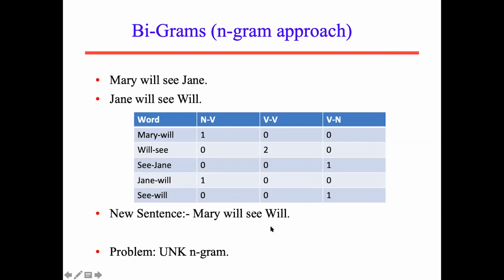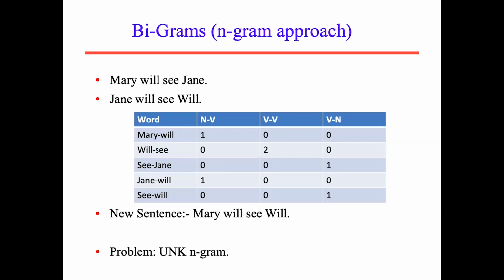So yeah, the last one is correctly attributed to a noun. So if you split this into bigrams, and bigrams are a combination of two words, the first bigram is Mary Will, the second bigram is Will see, and the third bigram is See Will. If you search for Mary Will in your table, you will find it's tagged as a noun verb. So you write noun at Mary, will with verb.